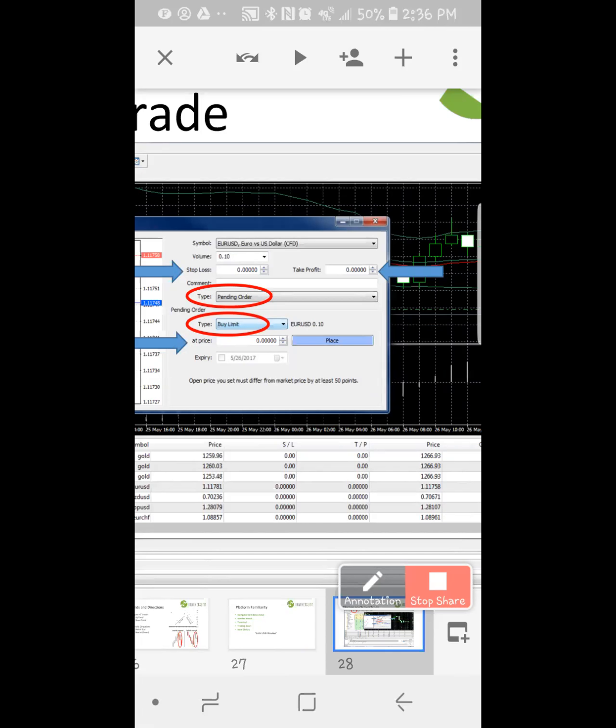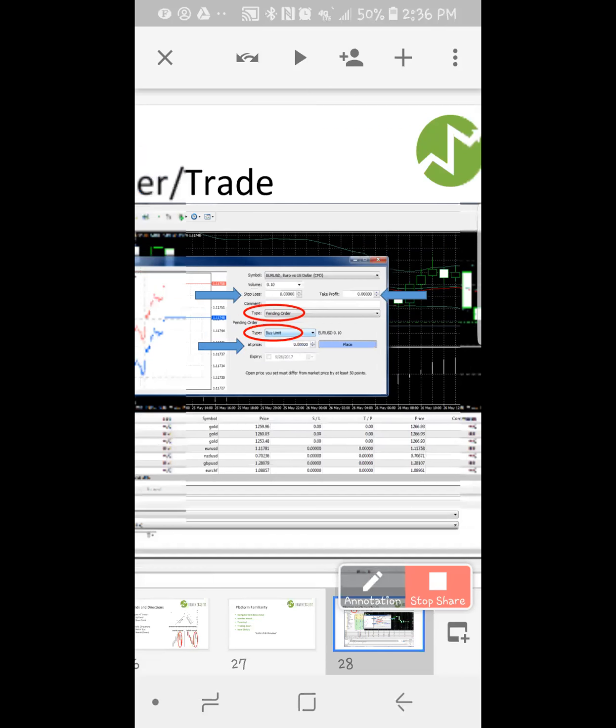Remember, there are two types of orders, market execution or pending order. There are two types that fall under market execution or instant order, buy or sell, period. There are four that fall underneath your pending: buy limit, buy stop, sell limit, sell stop. Okay? So you're showing the system what to do. Then you're going to tell the market, when it gets to this price point, put me in there. Then you're going to hit place, and it's going to place the order for you. Okay?